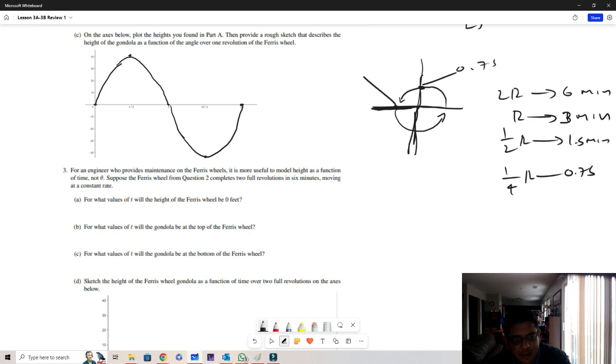So that means that to get here to the top is 0.75 minutes. To get here is going to be 1.5. To get here is 2.25. And to get here finally is 3 minutes. So that's precisely the type of question that this is asking. So it says for what values the Ferris wheel will be at 0.